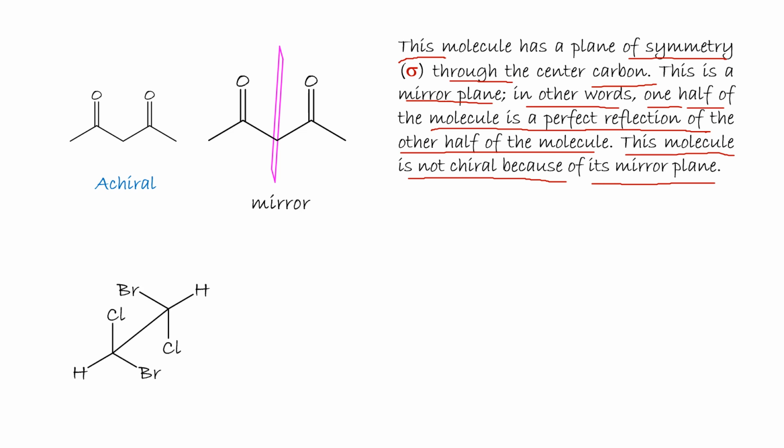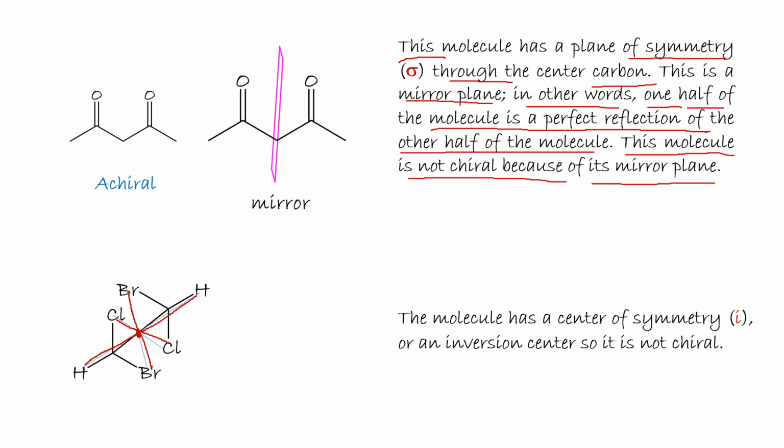This molecule has bromine to bromine, hydrogen to hydrogen, chlorine to chlorine, via what we call the center of inversion. It's another symmetry element, i. This molecule has a center of symmetry, i, or an inversion center, and it is not chiral. This is an achiral compound.